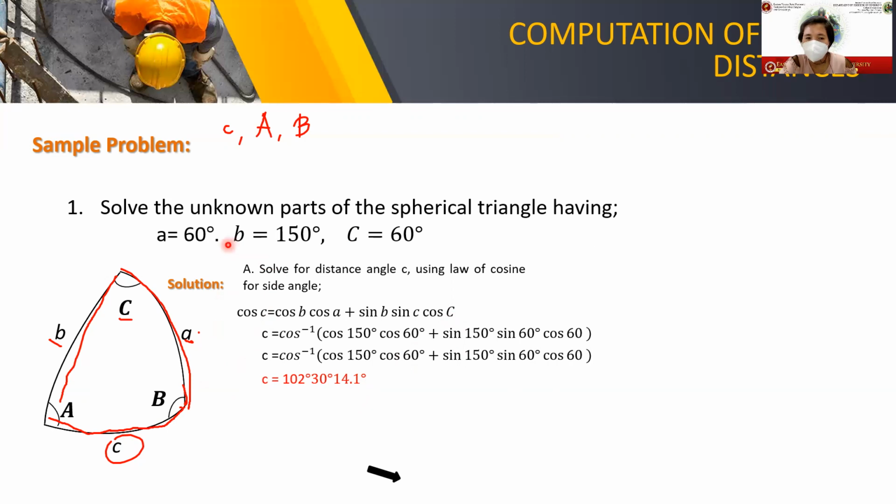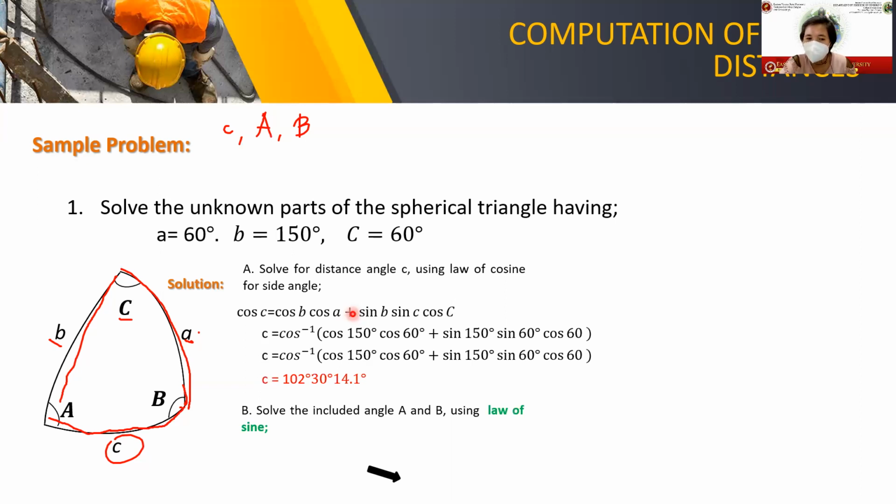So if we're going to compute, what remains is to compute for either A or B. It's up to you which one to do first. We can use the law of sine, and you can also use the law of cosine. So it depends on you which law you are going to follow.